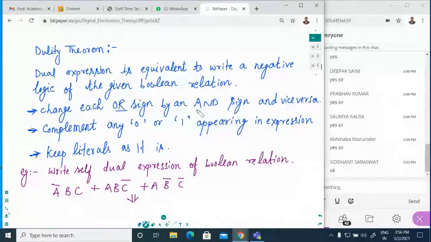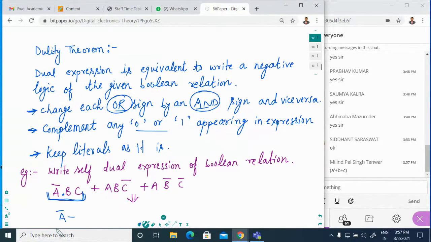The OR symbol should be changed to AND, and if you have the AND symbol, it can be converted into the OR symbol. That is the first thing that should be changed. Then you have to use the complement of 0 to 1 or 1 to 0. So, A bar, then this is a dot operation, meaning the AND operation is performed right here. So the AND operation is to be changed to the OR operation. So this is A bar plus B plus C. This is the first term we have reduced.